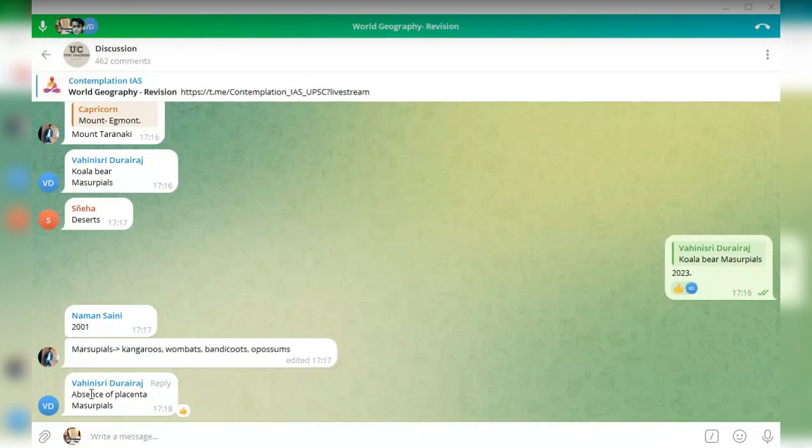Absence of placenta and then marsupials, that's important. Do read about marsupials. Yeah, that is it. All right, so we have discussed Australia as well. There is not much in Australia, but just remember Simpson and Gibson again and again.